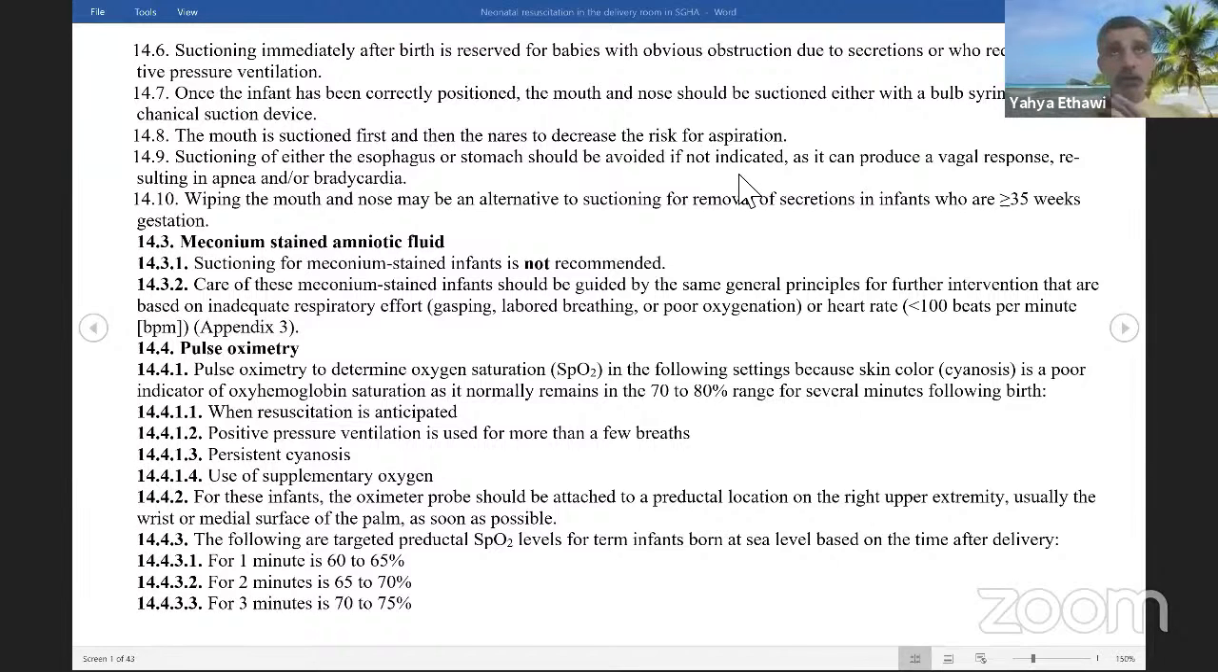The ventilation is controlling temperature, controlling sugar, asking the baby to breathe, and providing PPV. Remember, these are the principles: temperature, sugar, oxygen, breathing.